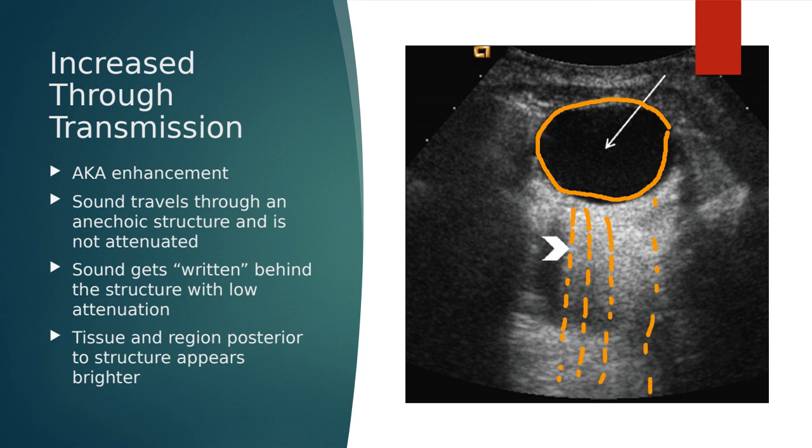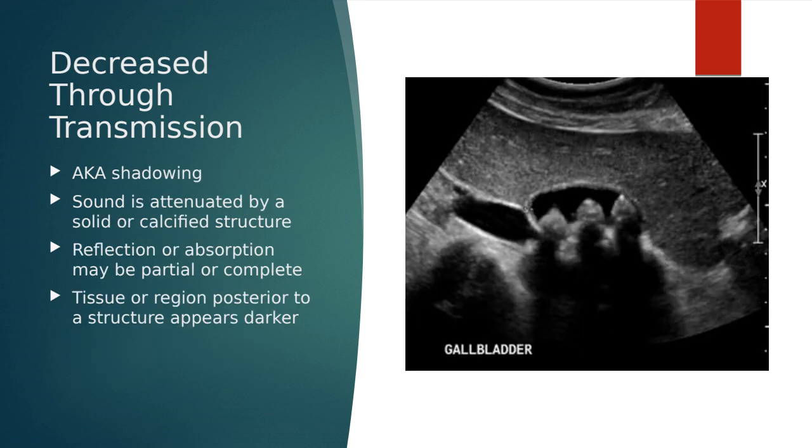Now, the opposite of that, we have decreased through transmission. This is also what we call shadowing. This is when our sound waves hit a very high attenuating structure, and that structure absorbs all of that sound wave. Attenuation means absorption. So it's going to absorb all or most of that sound wave, and it's not going to have any strength left to travel beyond that high attenuation structure.